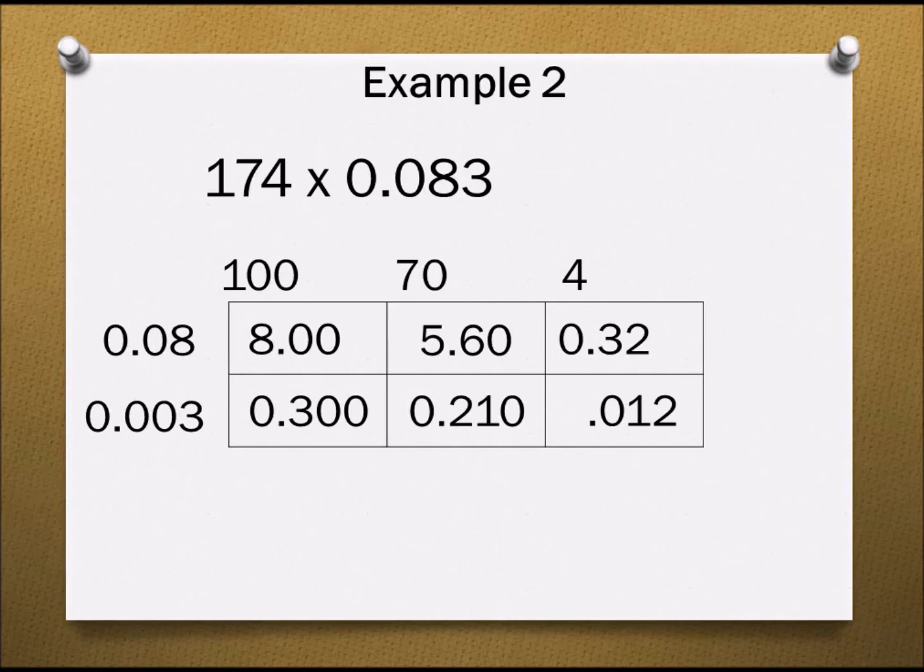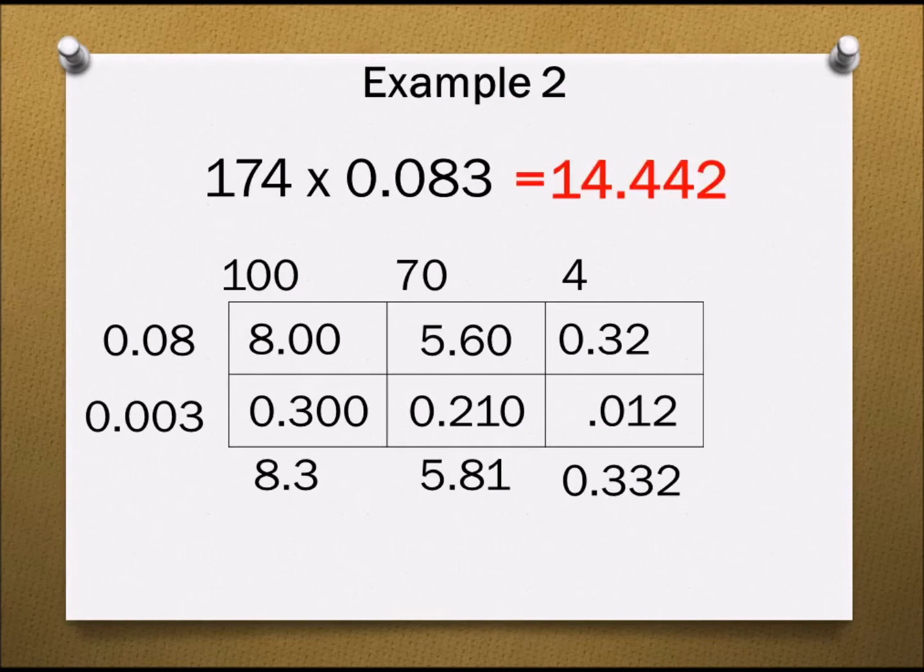So the first column is 8 plus the 0.3, giving us 8.3. Second column, 5.6 plus 0.210, giving us 5.81. Third column, 0.32 plus 0.12 gives us 0.332. And when we add up all the 3 columns together, our final answer is 14.442.